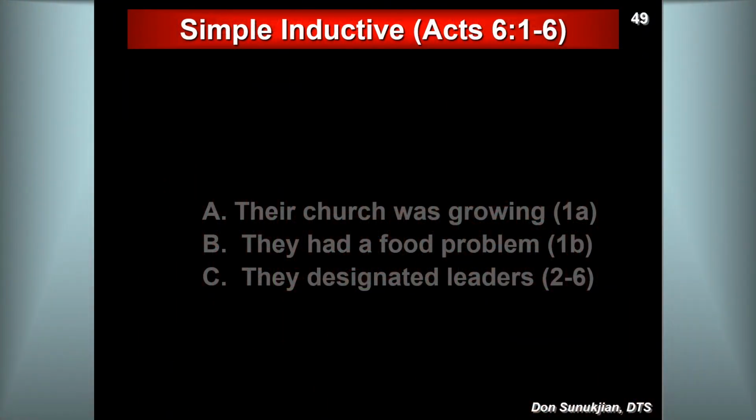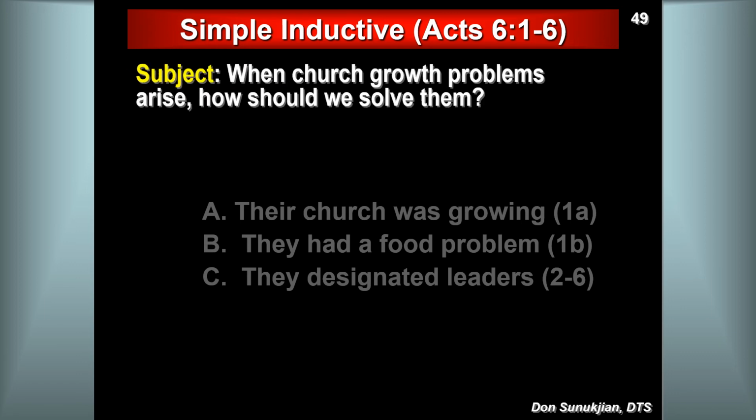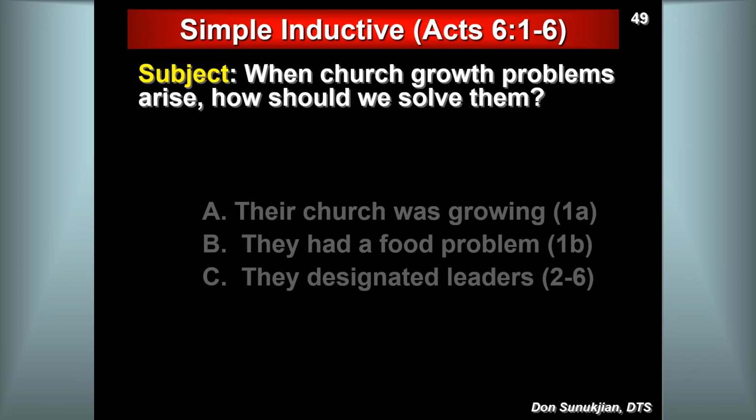Now, when you think about the simple inductive model through Acts chapter 6, verses 1 through 6, we know that the church is growing rapidly. We see that in chapter 6, verse 1. There was a food crisis. They didn't know what to do, so they assembled 7 men to solve the problem, and they designated leaders. These leaders were gifted. They had certain character qualities they had to be tested with. And because of all that, the church began to grow and deal with the growth problems within the particular church setting. So the subject is this: when church growth problems arise, how should we solve them?